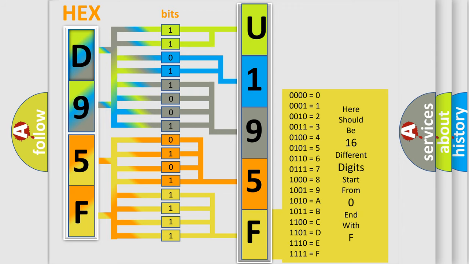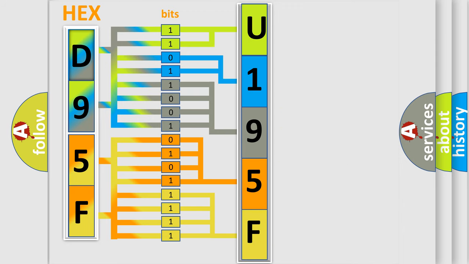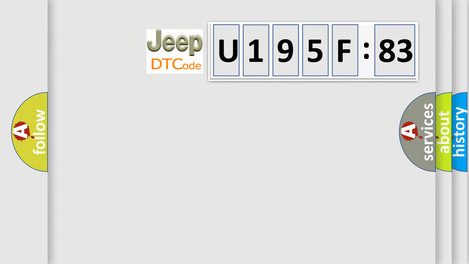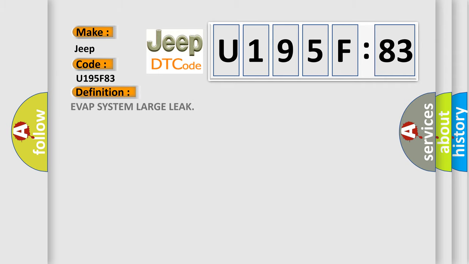We now know in what way the diagnostic tool translates the received information into a more comprehensible format. The number itself does not make sense to us if we cannot assign information about what it actually expresses. So, what does the diagnostic trouble code U195F-83 interpret specifically for Jeep car manufacturers? The basic definition is EVAP system large leak. And now this is a short description of this DTC code.